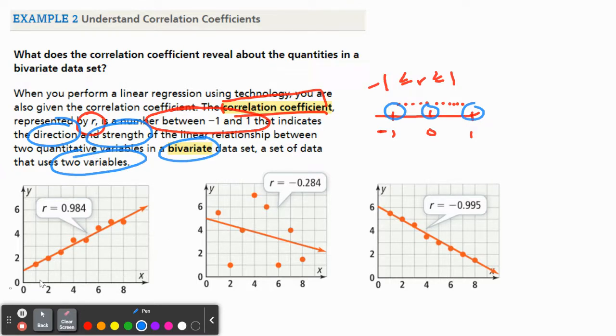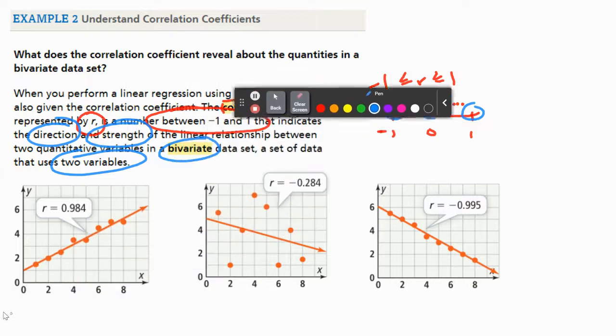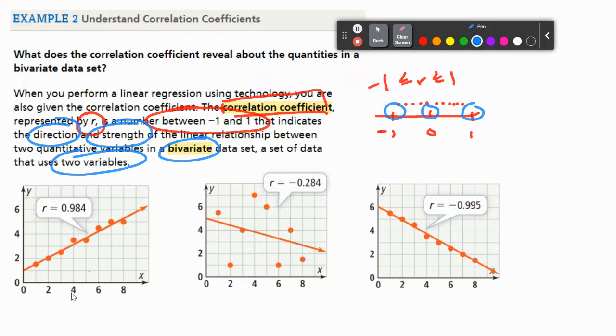If we take a look at these three graphs with their R values, their correlation coefficients, listed. Here we have a correlation coefficient of 0.984. That is very close to 1. Because our R value is very close to 1, we're going to say it's strong. And because it's close to +1, it's a positive correlation. Just as we talked about with our associations, as x is increasing, the y's are increasing. And that's what you want to see in a positive correlation.